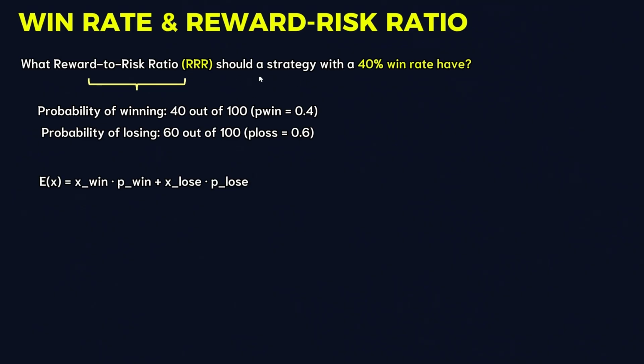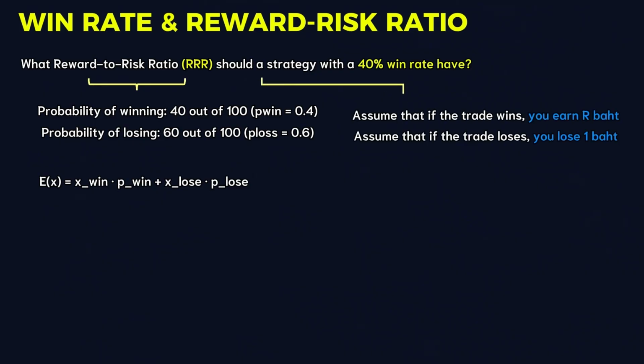How do we know what reward-risk ratio we need if our trading strategy has a 40% win rate? Here's how we calculate it. For any trading strategy, if the win rate is 40%, then the probability of winning is 0.4. The probability of losing is 60%, or 0.6. Now let's look at the reward-risk ratio. The reward is simply the amount we make when we win, while the risk is the amount we lose when we're wrong. These are the X values in the expected value formula.